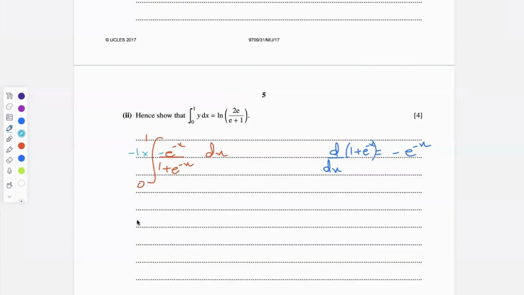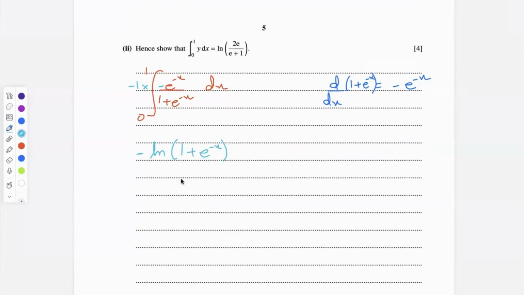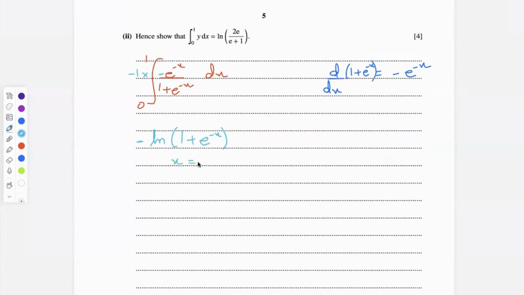Now, integrating, we'll get this minus and ln of 1 plus e power minus x as the integral. Now, substituting the limits, which are x equals 1 and x equals 0. So substituting x equals 1, we'll get minus ln of 1 plus e to the power minus 1. And we'll subtract from it the lower limit, which is 0. So this will become minus ln of 1 plus e to the power 0.